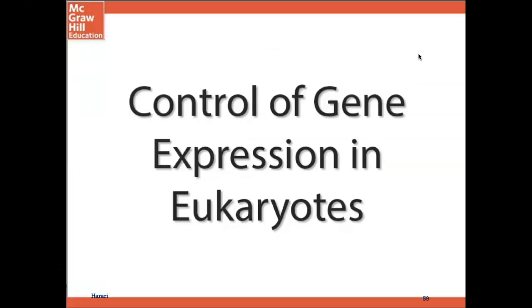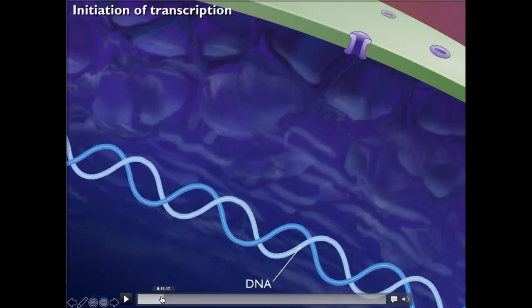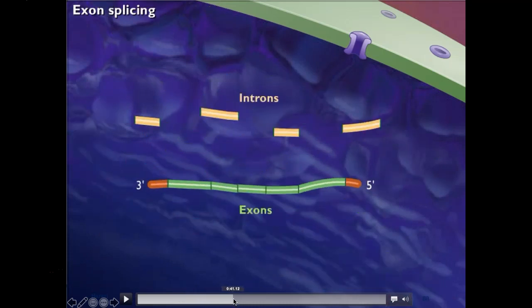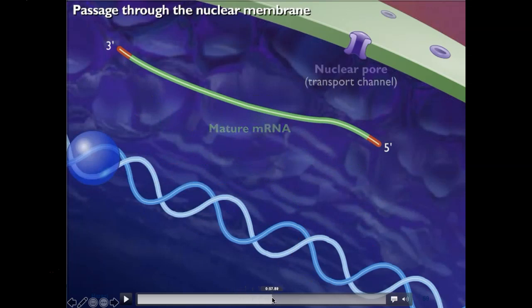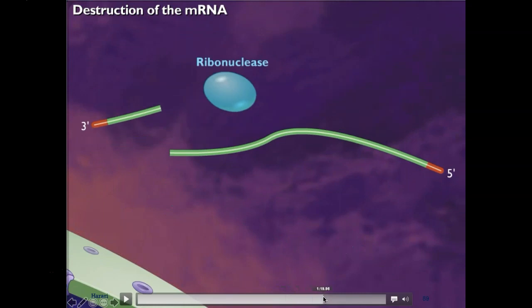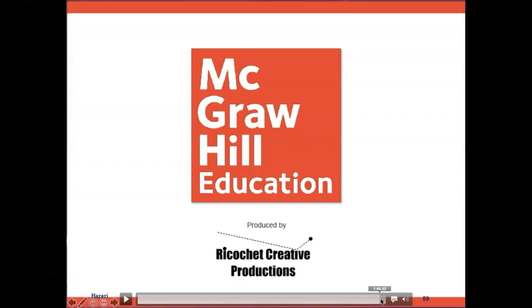So please watch this video in the Connect site that talks about all the levels of control in gene expression, from the chromatin structure to activator proteins, to the splicing and removal of introns, passage through the nuclear membrane with a proper cap and tail, has to not be degraded so it can be properly translated by a ribosome, and then of course that protein can be phosphorylated or dephosphorylated.